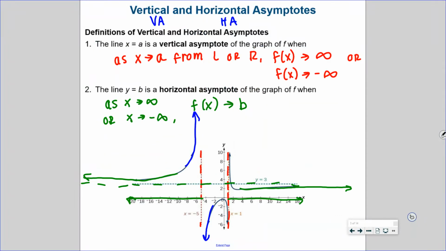Okay. It could be approaching two different things in two different directions. We could have a horizontal asymptote at 3 and, like I said, -3. And then just keep in mind your graphing processes.